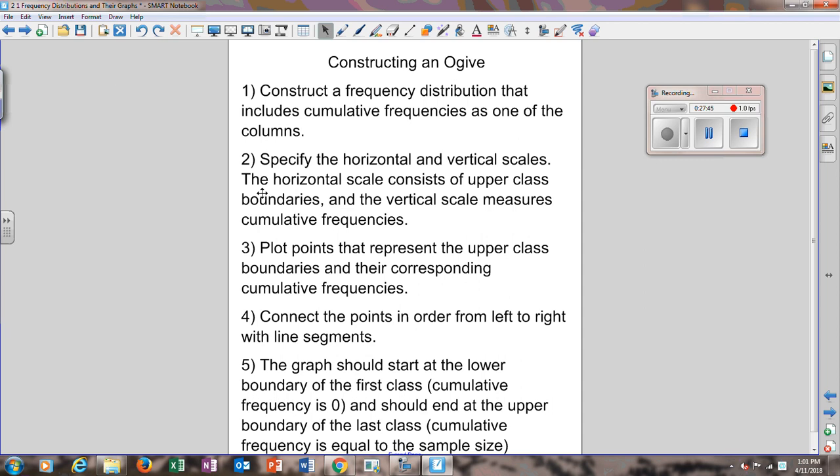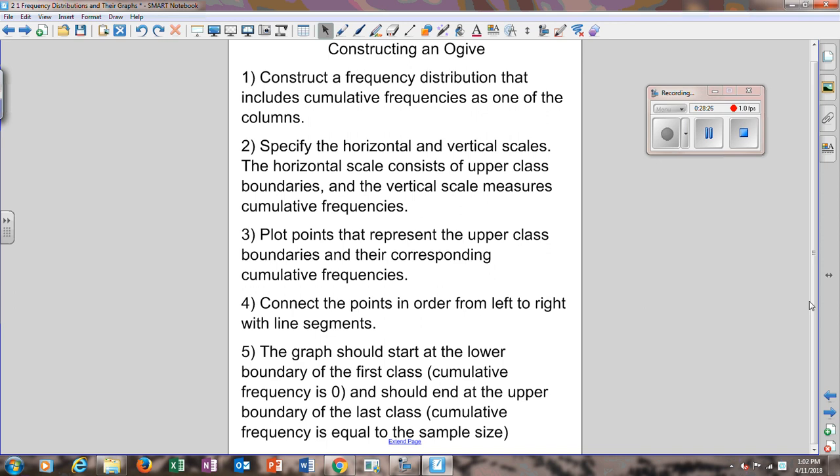Here's how you construct an ogive. You start by constructing a frequency distribution that includes cumulative frequencies as one of the columns. Specify the horizontal and vertical scales. Horizontal scale consists of upper class boundaries. Vertical scale has to measure the cumulative frequencies. Plot points that represent the upper class boundaries and their corresponding cumulative frequencies. And connect the points in order from left to right with line segments. The graph should start at the lower boundary of the first class and should end at the upper boundary of the last class.